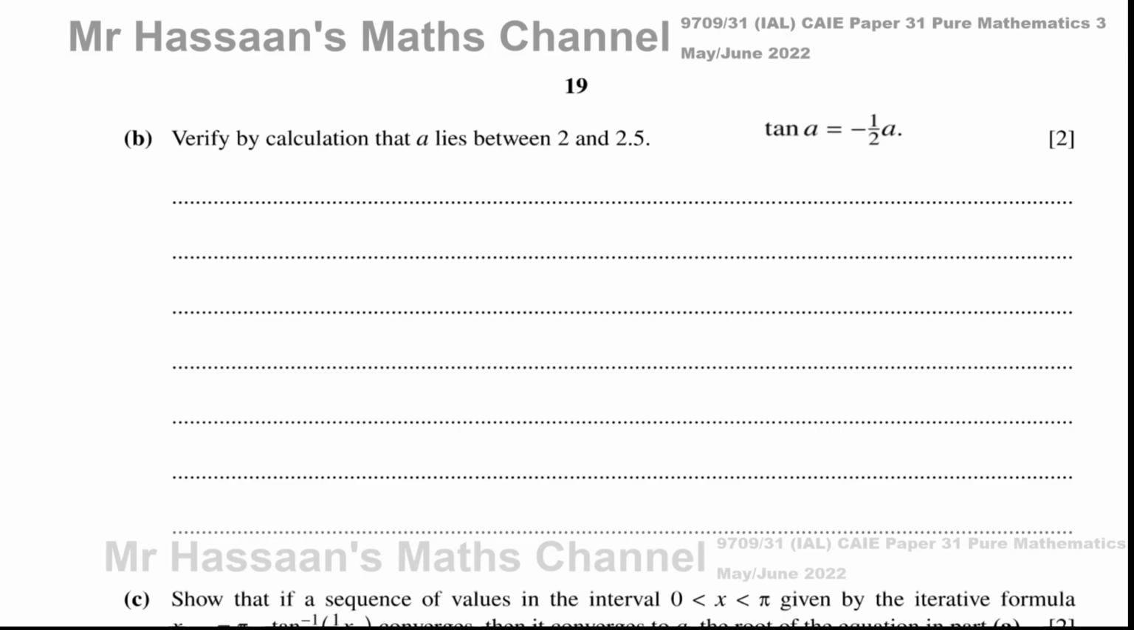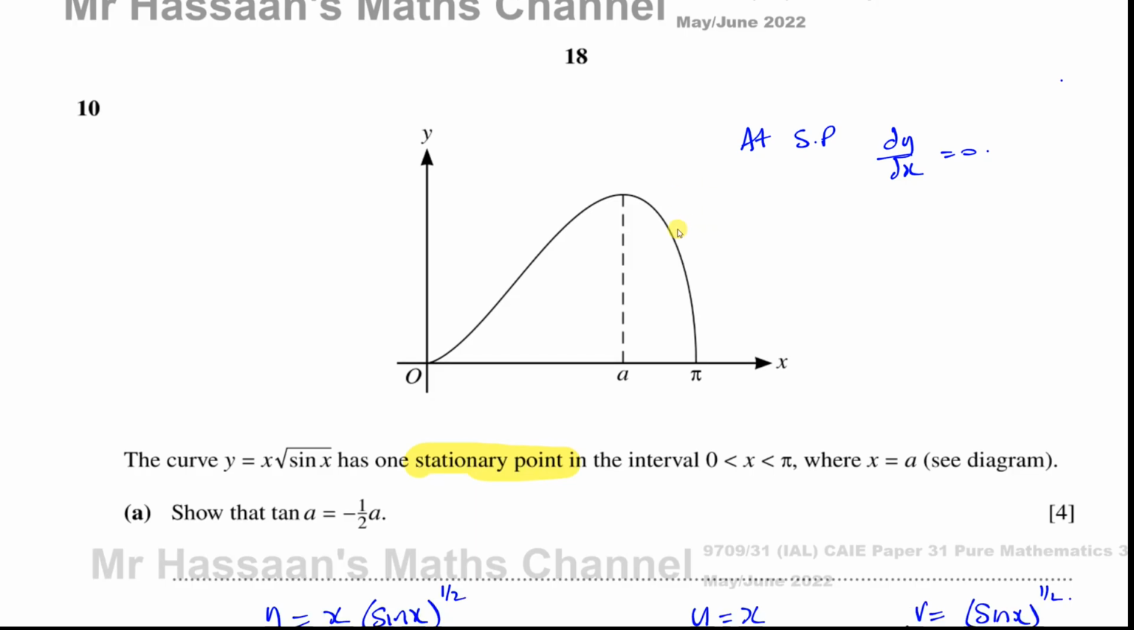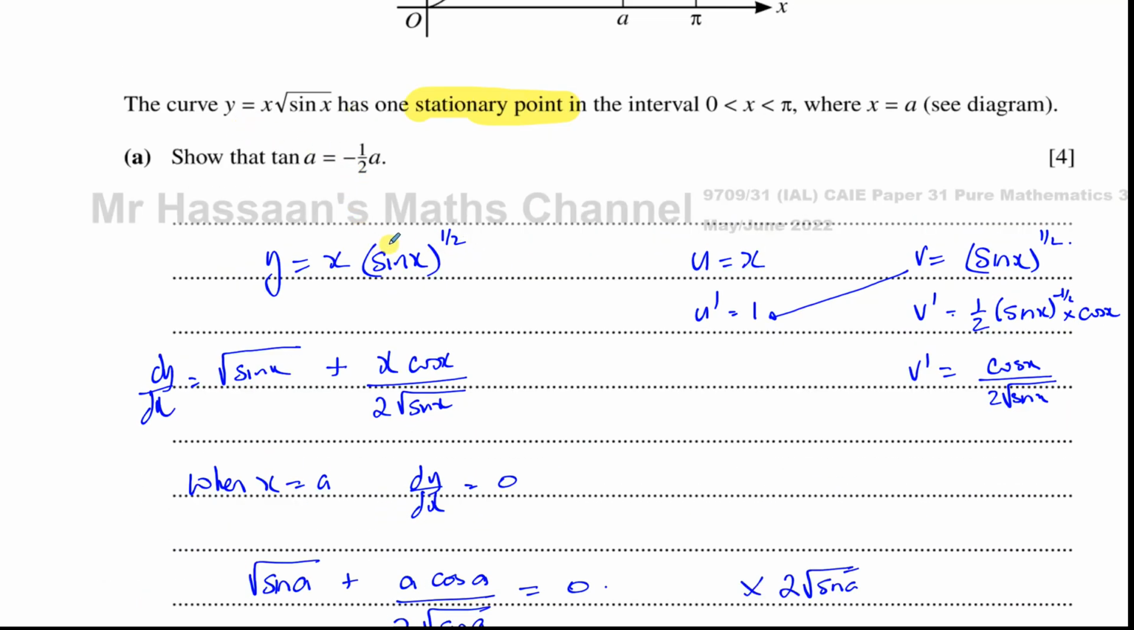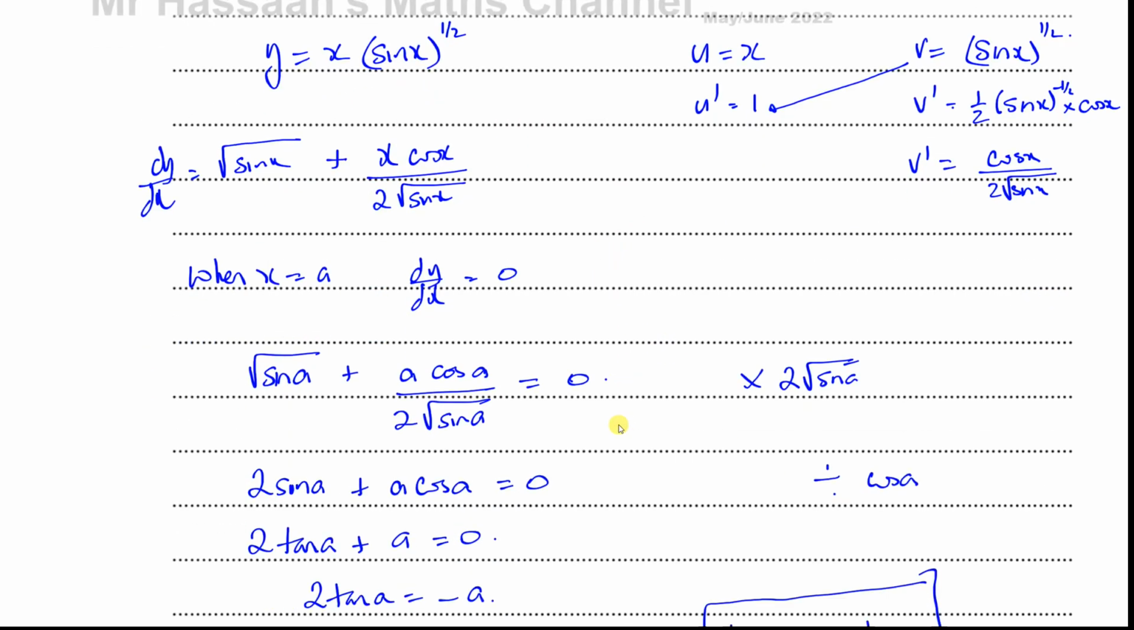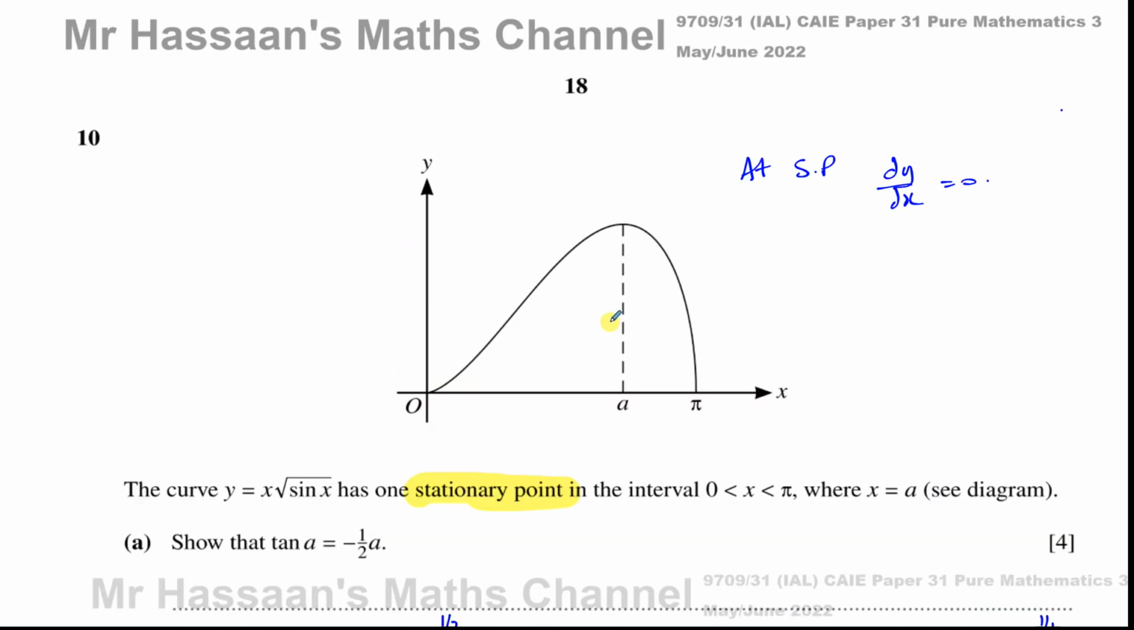Just as a little reminder, in case you didn't watch the first part of the video, A is the value where the gradient of this graph is equal to 0. So we differentiated, equated it to 0 for the stationary point, and replaced the x with A. We ended up with the equation tan A equals negative A over 2, or negative a half A, and the solution to that will be the value of A, which is the turning point.